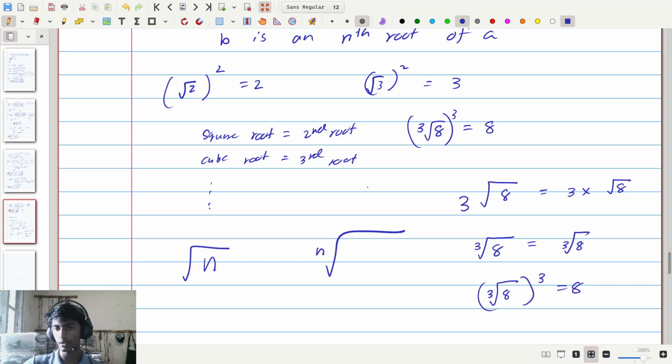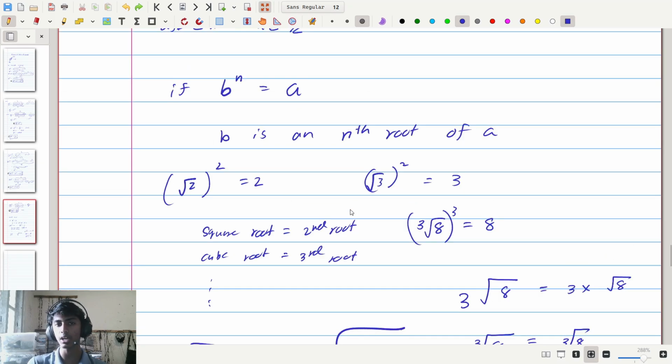So note the difference. Sometimes this can look confusing, so I encourage you, when you're writing cube roots or fourth roots or higher order roots, make that number look much smaller so that you don't get confused. Here this is 3 times the square root of 8. Here this is the cube root of 8. So please do that. And now with that, let's carry on and try to figure out what these roots are.